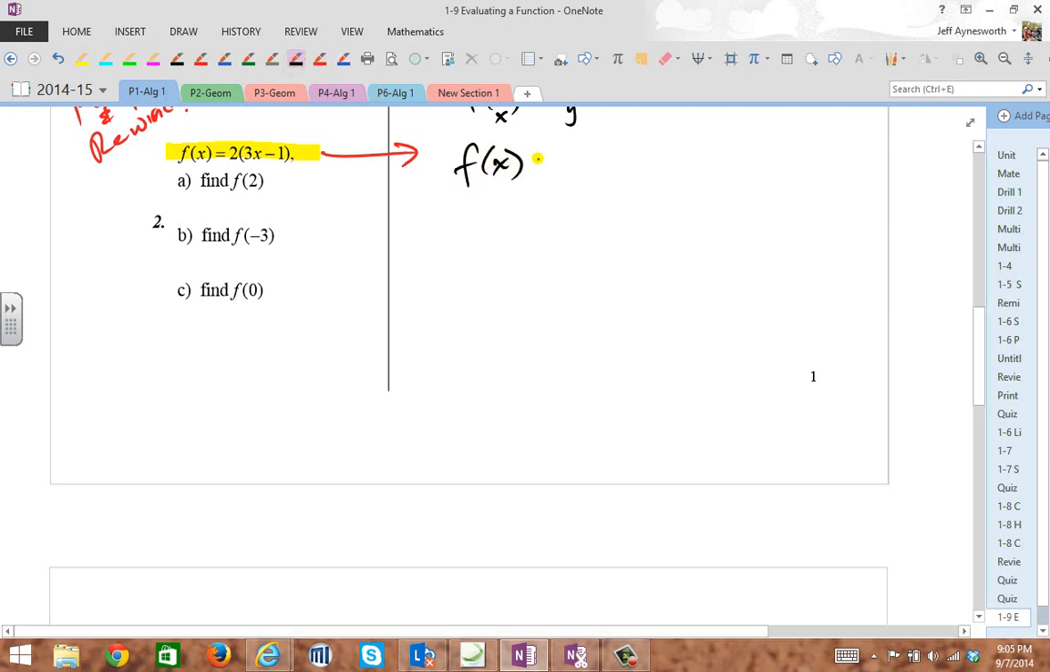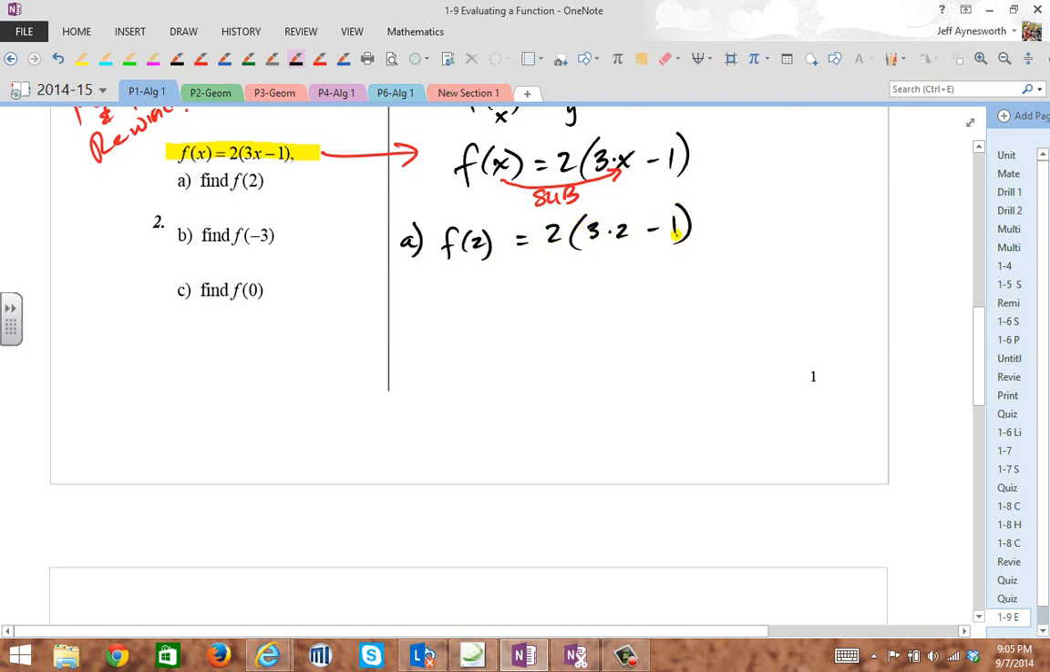Everybody say f of x equals 2 times 3x, now that's times x here, minus 1. I need to take this value, whatever value it is, and substitute it in for x. So I'm going to write substitute right there. Now the first one is f of 2. It's 2 times 3 times 2 minus 1.